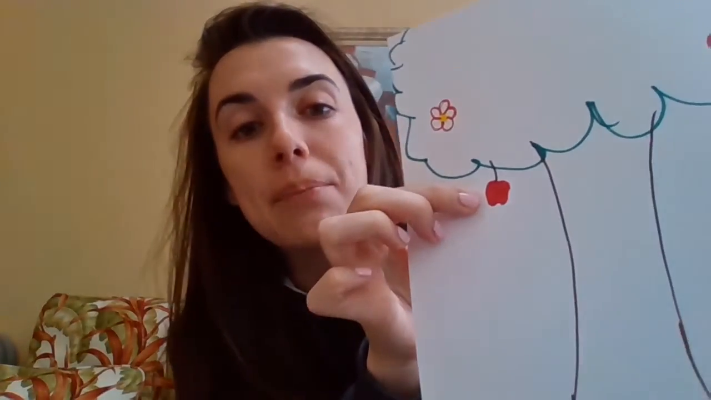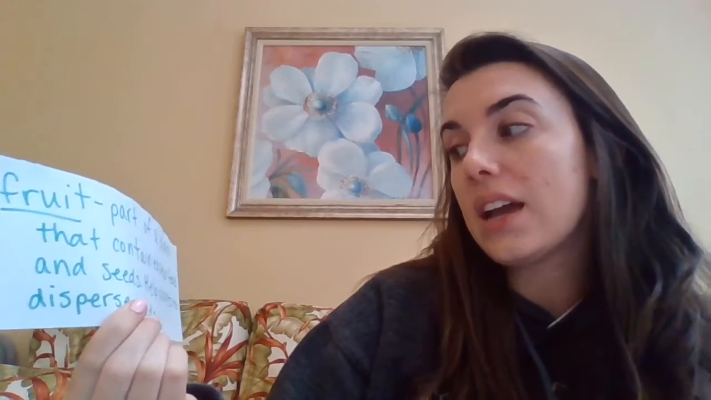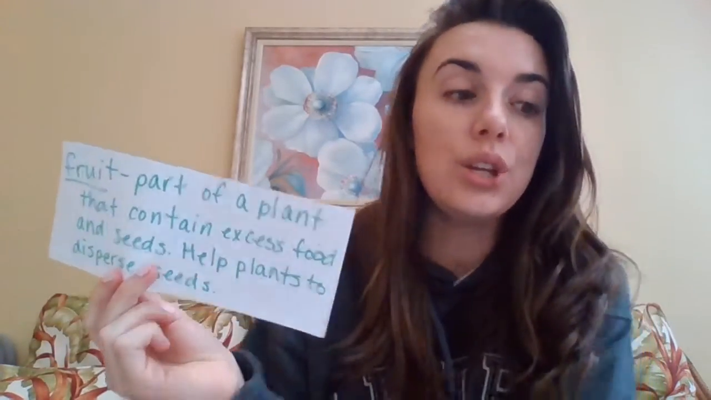And the last part of my plant that we're going to talk about is the fruit. So I drew an apple as my fruit, and fruits are important to plants because they contain excess food and seeds, and it helps plants disperse seeds. So this apple is filled with seeds in the middle. I'm sure you've all seen the seeds in the middle of an apple.